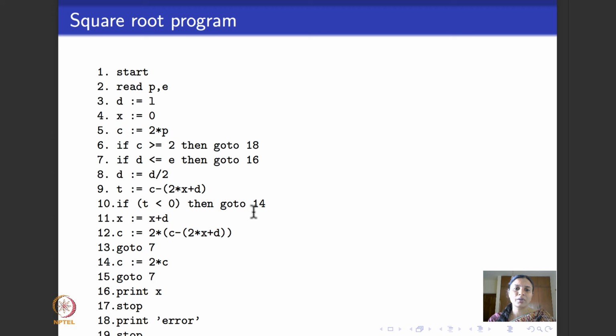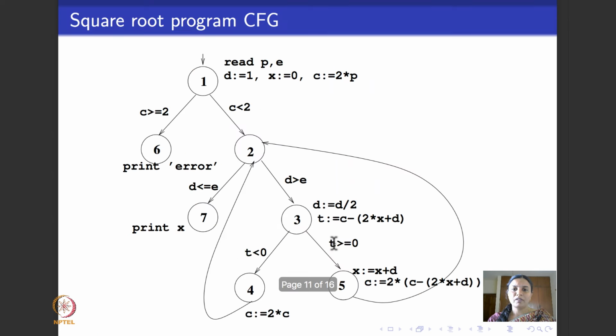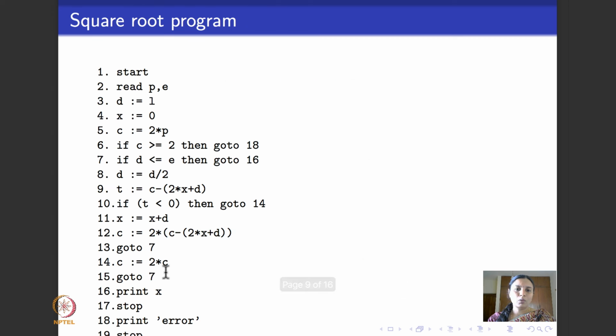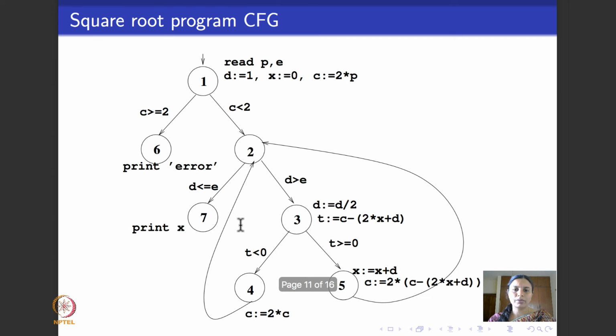If t is less than 0, it asks you to go to 14, where you do c is equal to 2 star c. Then you go back to 7, which is node 2 for us. If t is greater than or equal to 0, then you do 2 more statements and then you go back to 7. So these are the loops that I was telling you that the program has, right?